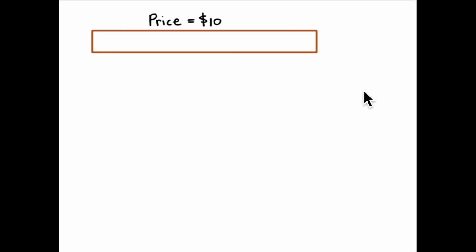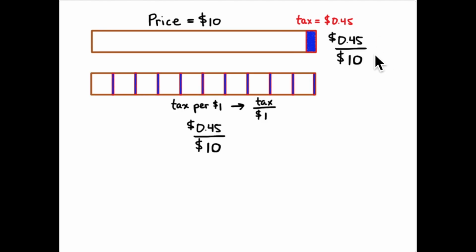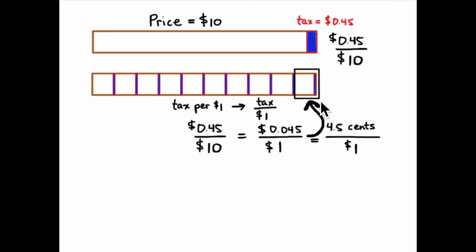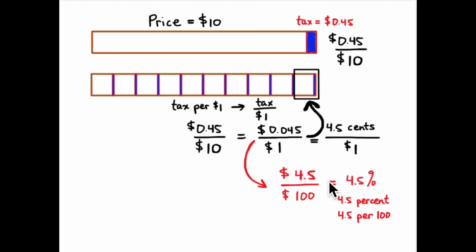So the price of those sunglasses is $10. The tax on those $10 is 45 cents. And that 45 cents divided by $10 calculates to 4.5 cents for each dollar. So 4.5 cents for each dollar, that is the same as 45 thousandths of a dollar per dollar. And this is the tax rate. It's $4.50 for every $100. That's 4.5%.